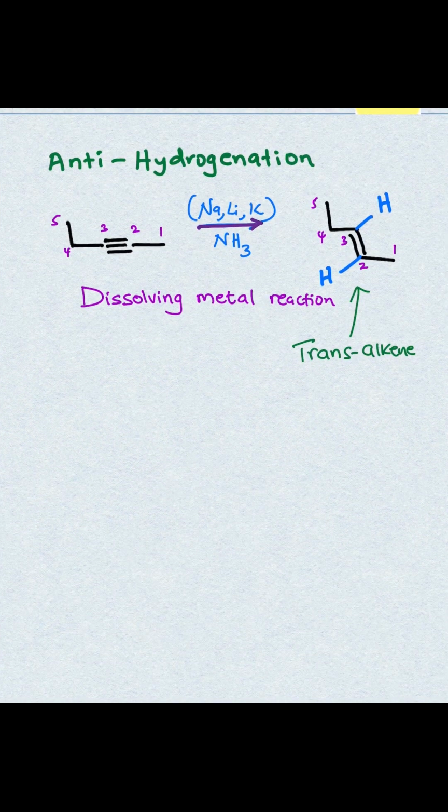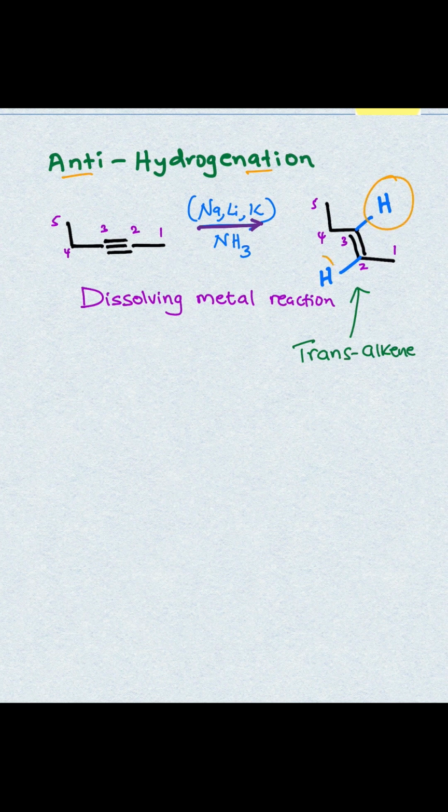The last type of hydrogenation is called anti-hydrogenation. The reason it's called anti is because you add hydrogen and hydrogen from opposite sides, and the result is a trans-alkene. So you end up with an alkene where the alkyl groups are on opposite sides of the double bond. For this reaction, you need any of the group 1 metals, sodium or lithium or potassium, with ammonia. And the other name for this reaction is dissolving metal reaction.